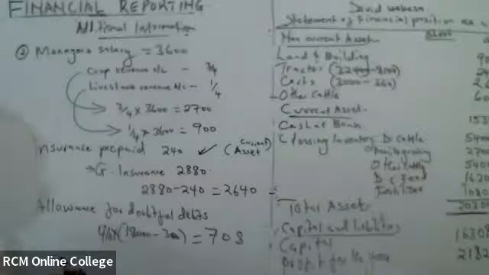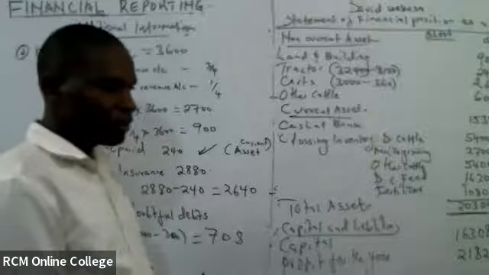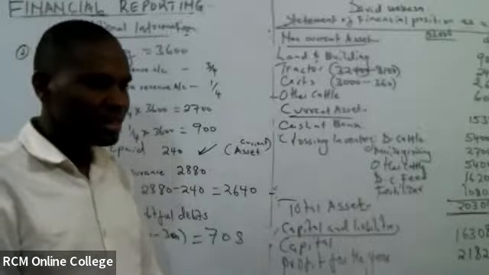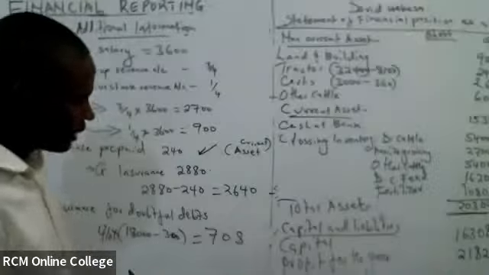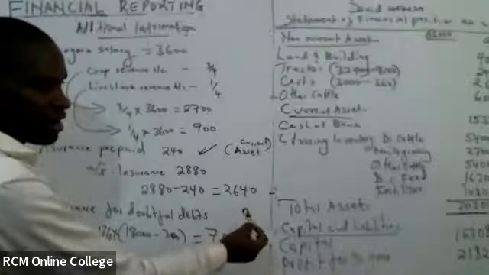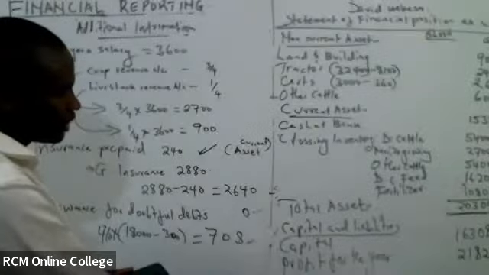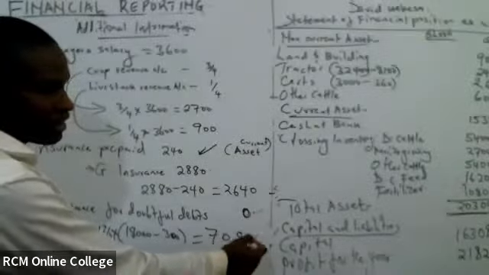Increase in allowance for doubtful debt is an expense. Decrease is an income. Now, in our case here, we assume that the allowance for doubtful debt provided in the trial balance was 0. And then after computing, we get 708. So this one is an increase. If you compare 0 and this one, it is an increase.